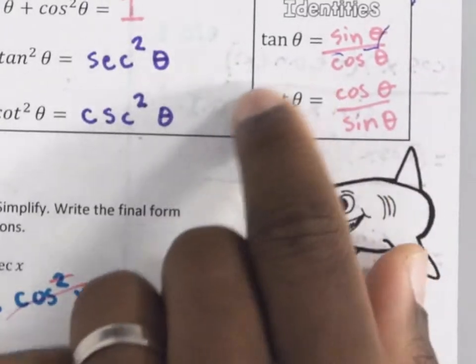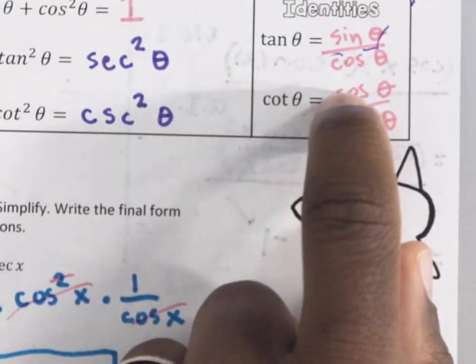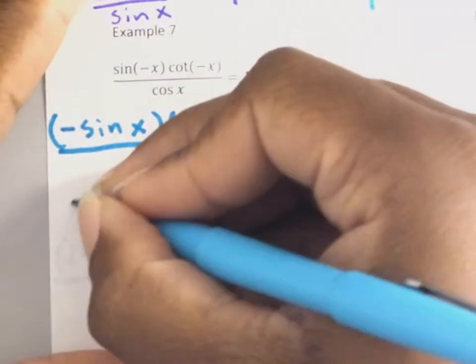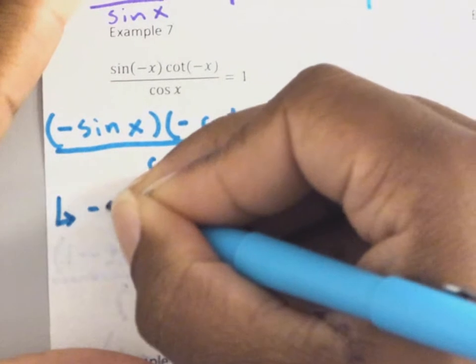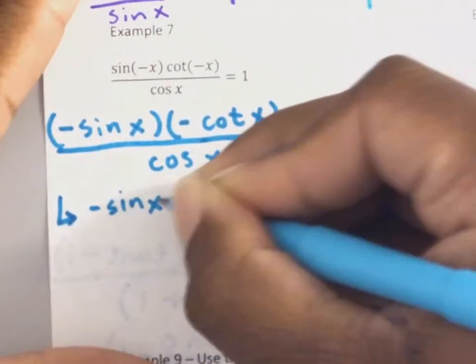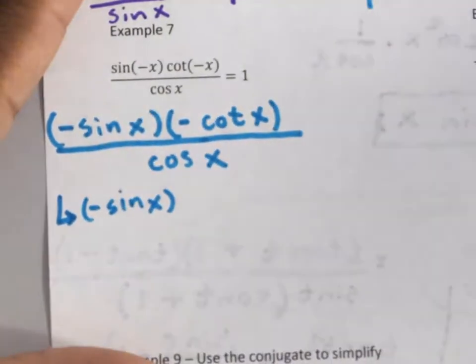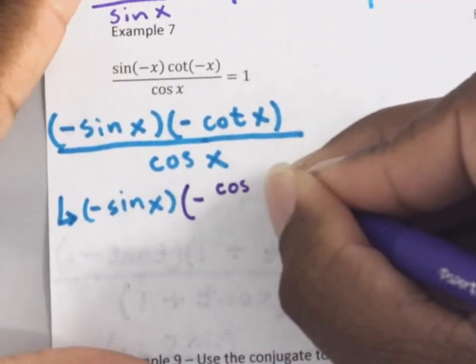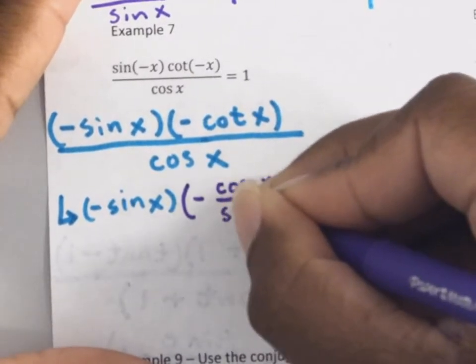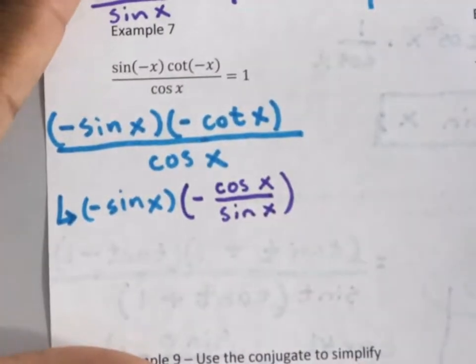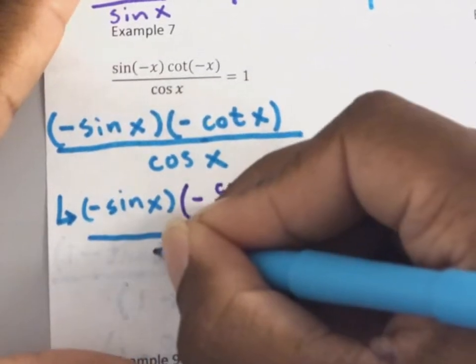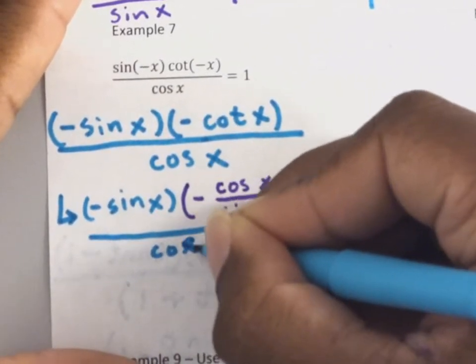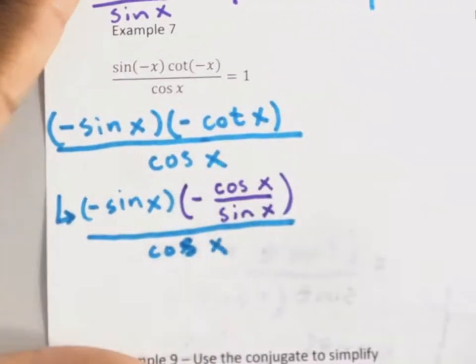Cotangent. So the quotient identity tells me I can rewrite cotangent as cosine over sine. So let's do that. Negative sine x times negative cosine goes on top this time, right? Sine goes on the bottom. And this is all over cosine x. Not cot, but cosine x.